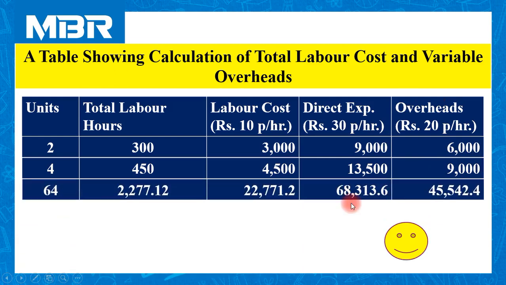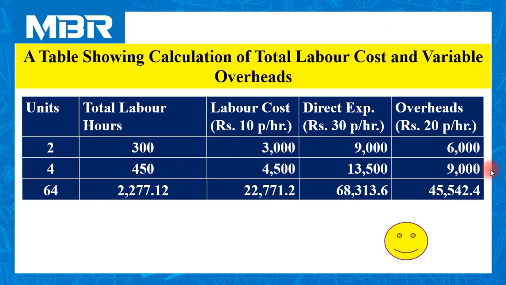When we are making 64 units as required by the examiner, we are in need of total 2277.12 hours. So at the rate of rupees 10 per hour, we are in need of 22,771.2 rupees. We have to incur a cost of rupees 68,313.6 on direct expenditure and 45,542.4 on overheads.